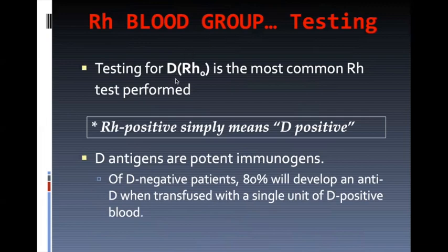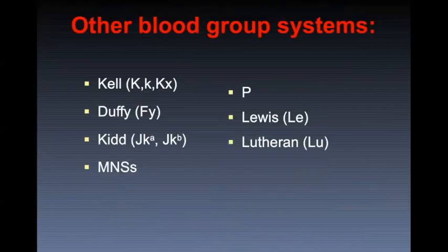Now, for testing, D (RH0) is the most common RH test performed. RH positive simply means D positive. D antigens are potent immunogens of D negative patients. 80% will develop an anti-D when transfused with a single unit of D positive.